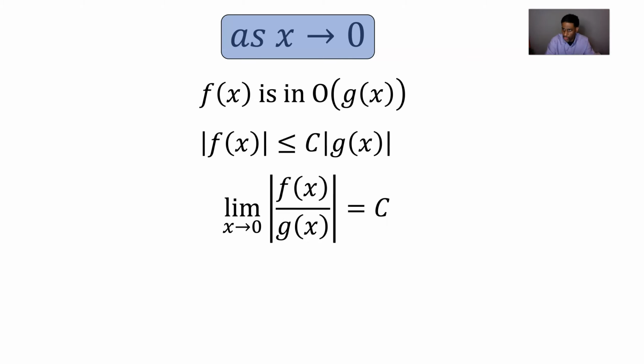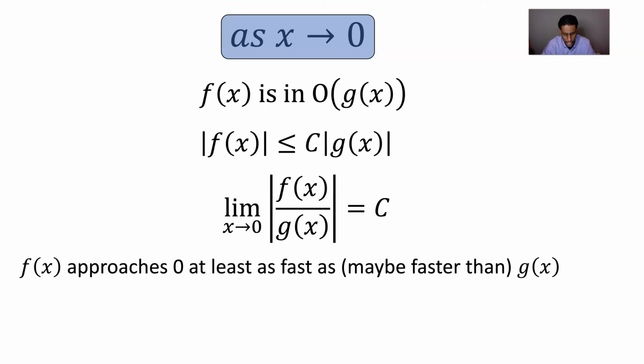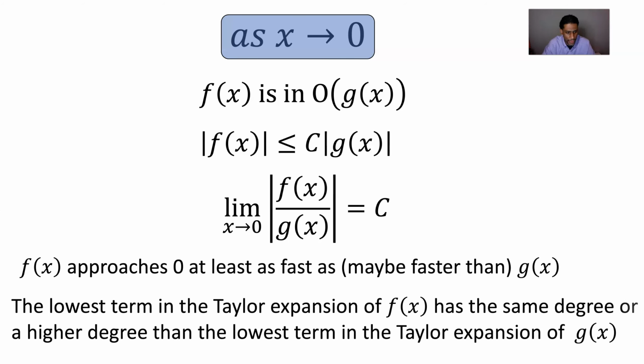And so we do our division. If the functions are positive, we're fine. If they ever are negative, we can just slap absolute value bars around them. So there's the limit that goes along with it. And then the wording, right? Replace the x to the n with the f of x, replace the x to the n with the g of x, and we're saying that f of x approaches 0 at least as fast as, maybe faster than, g of x. And then we want to go one step further and talk about Taylor expansion.